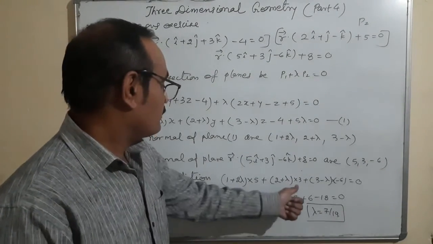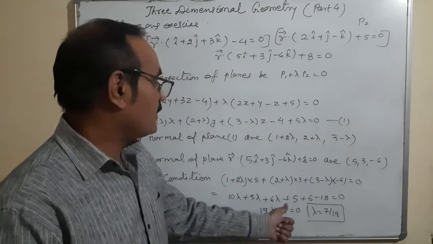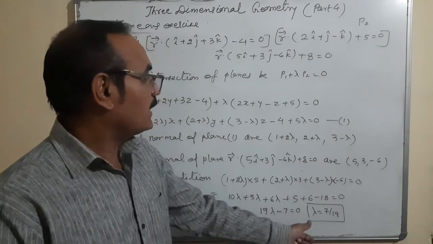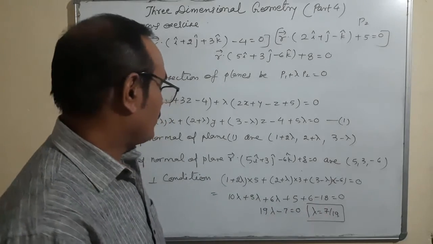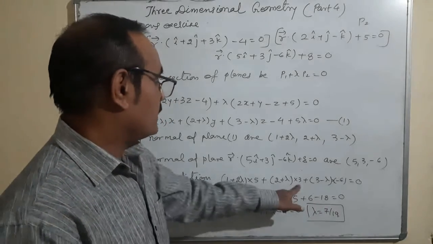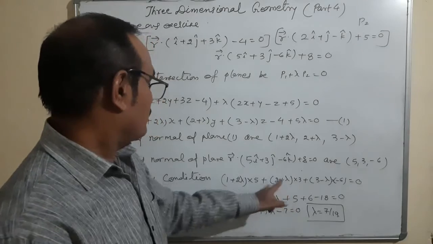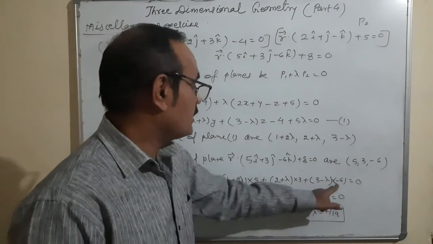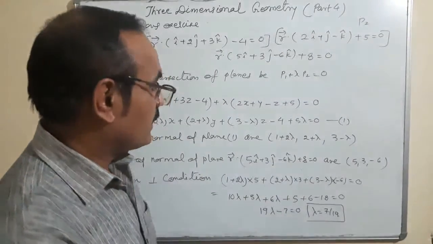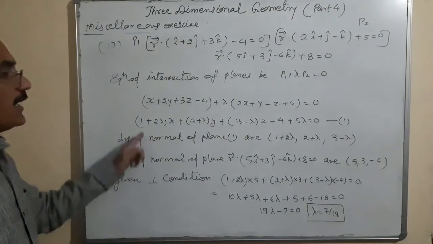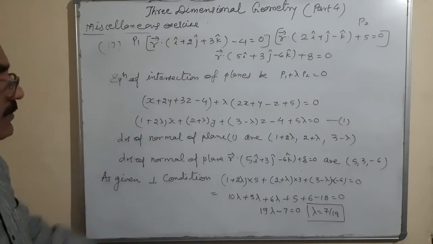See, 5 plus 6 is 11, 11 minus 18 is minus 7. Okay, this is 10 plus 3, 13. 13 plus 6, 19. So lambda is equal to 7 upon 19. This 7 upon 19 I am going to put in equation number 1.